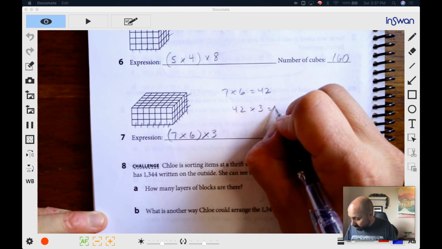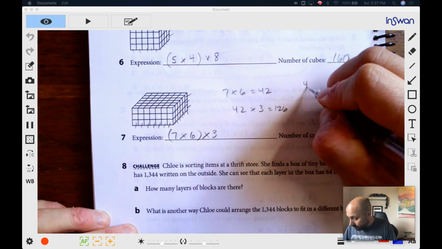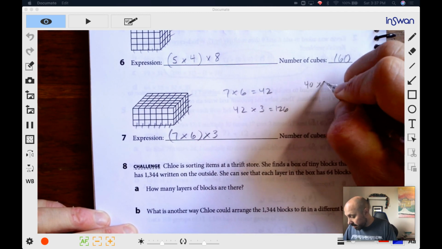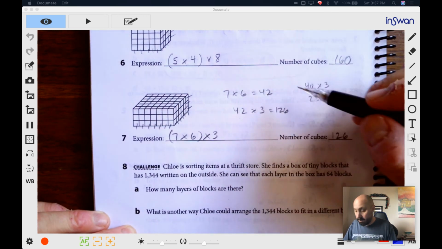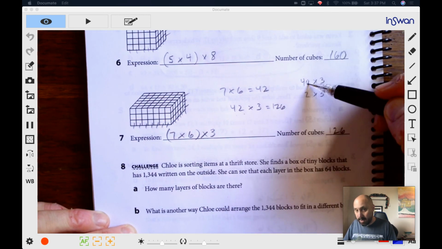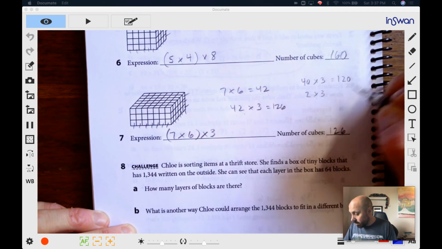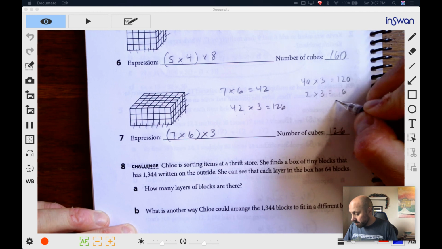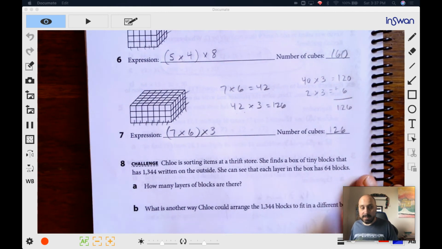126. Now to figure out 42 times 3, I could break the 42 into 40 times 3 and 2 times 3. So I just broke up the 42 into 40 and 2. And I could say 120 is 40 times 3, and 2 times 3 is 6. When I add those together, I get 126.